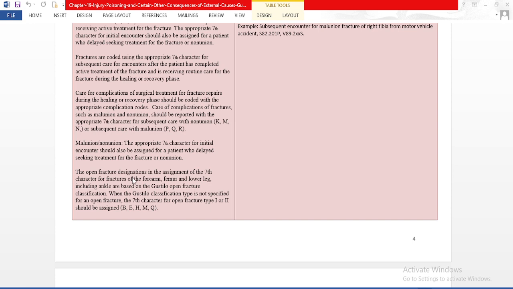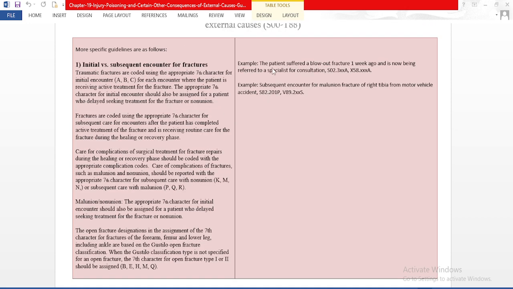The open fracture designations in the assignment of the seventh character for fractures of the forearm, femur and lower leg, including ankle, are based on the Gustilo open fracture classification. When the Gustilo classification type is not specified for an open fracture, the seventh character for open fracture type 1 or 2 should be assigned: B, E, H, M, Q. So we have an example here.